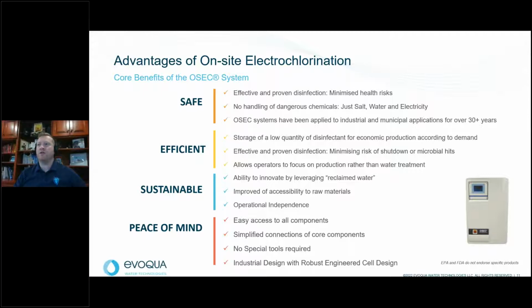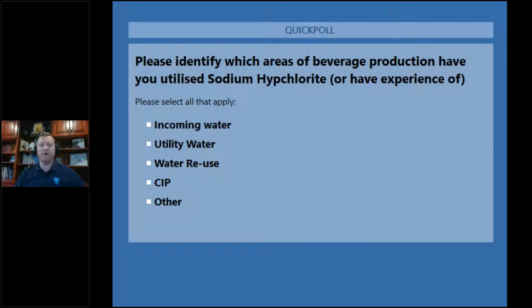I'll share this poll over here with you all. So please identify which areas of the beverage production have utilized sodium hypochlorite or have experience of using sodium hypochlorite in the applications, either in your facility or in facilities that you've used. Again, you can select multiple options here.